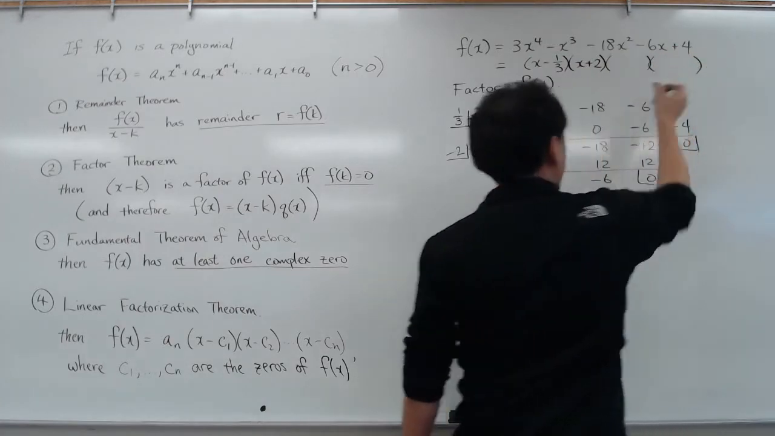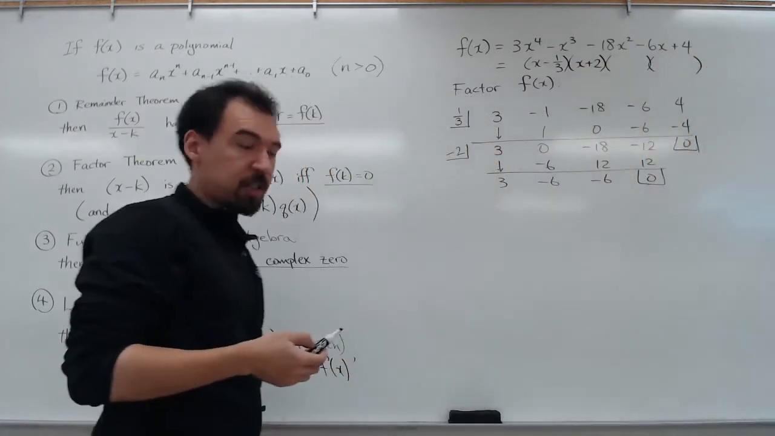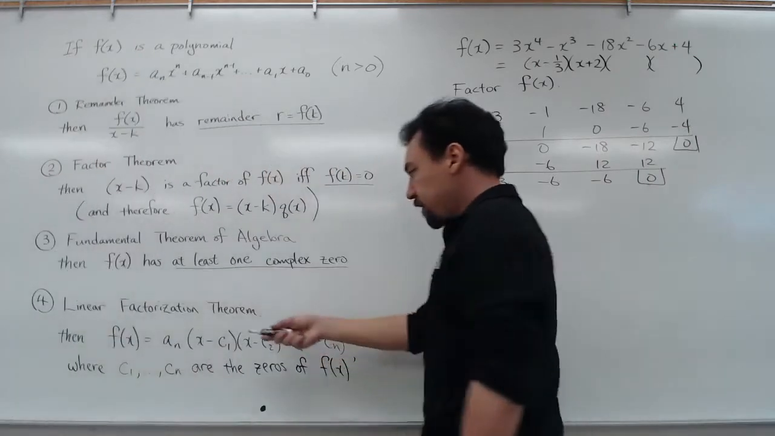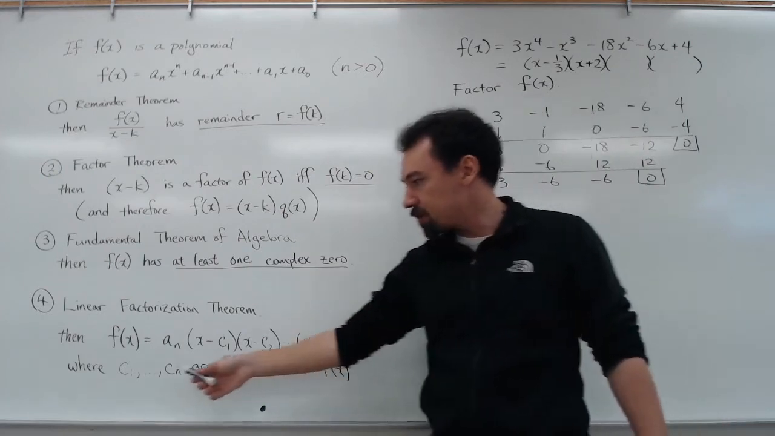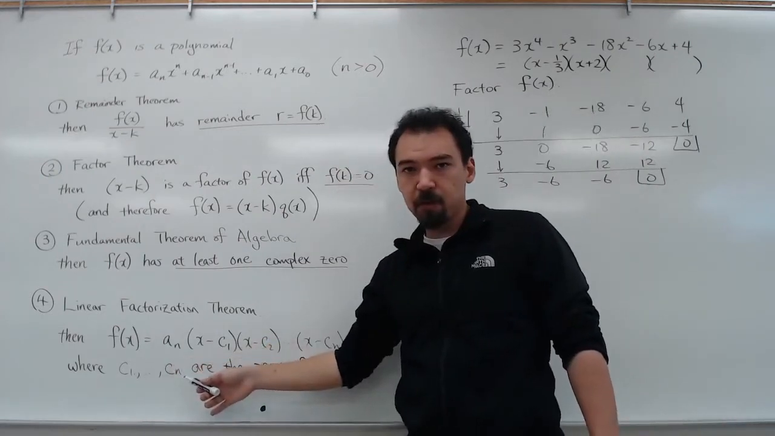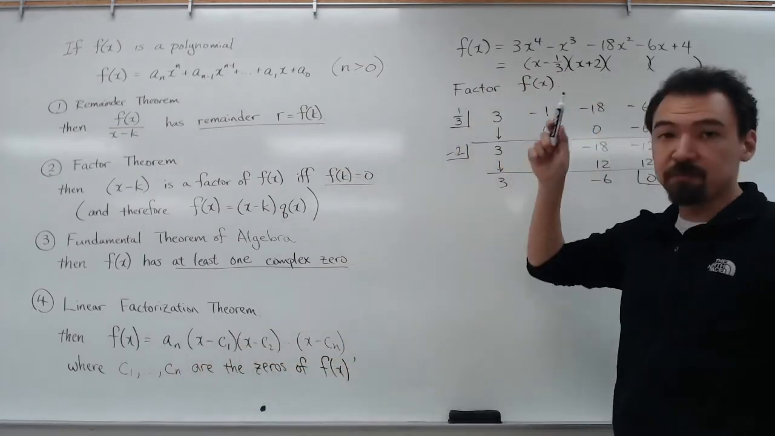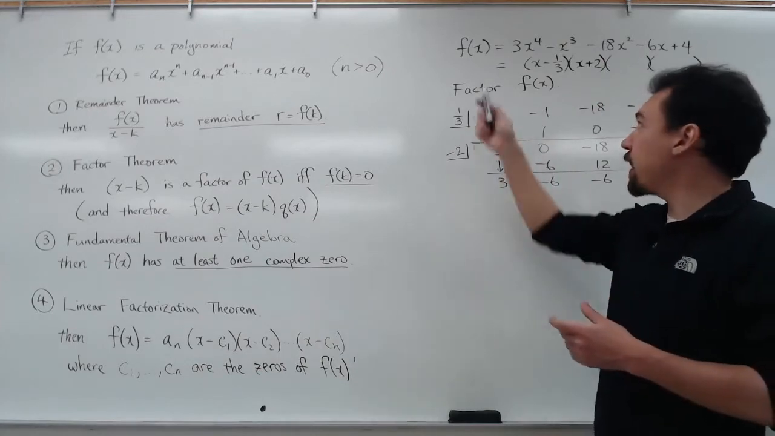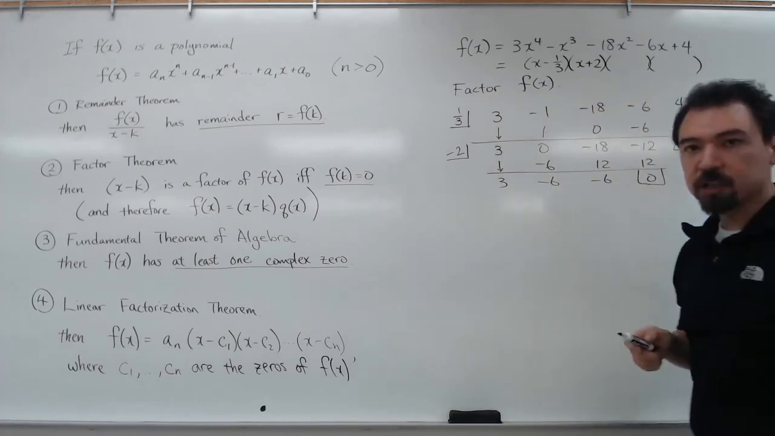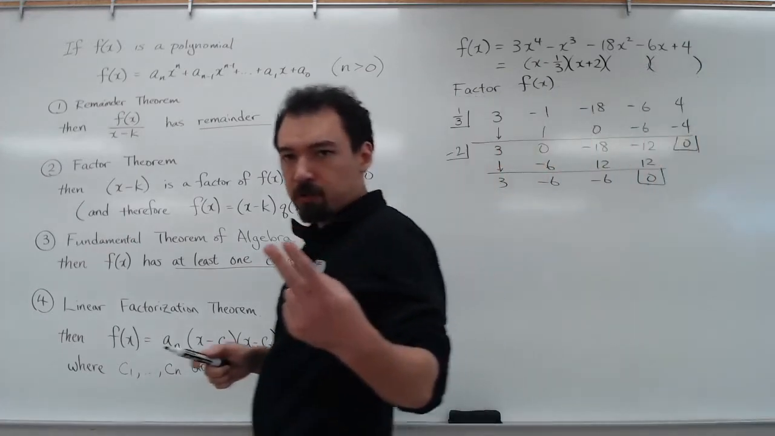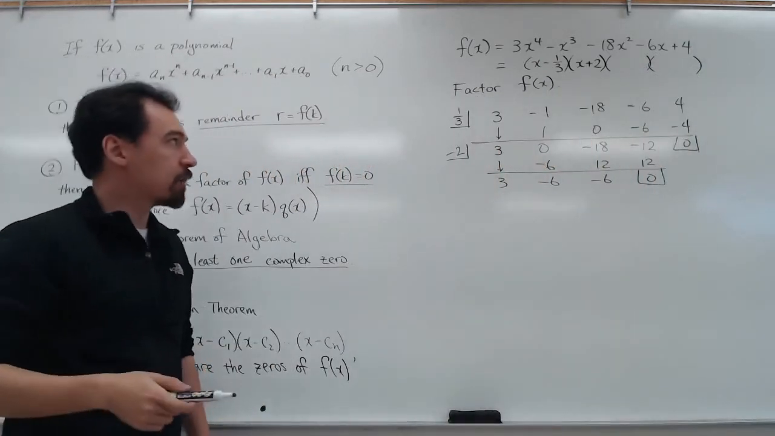Now, I have two factors written there, strictly speaking because I know from the linear factorization theorem that the number of factors match the number of zeros, which will match the degree of the polynomial. So in this case, I have a 4th degree polynomial, which means I should have 1, 2, 3, 4 linear factors. I found 2. I'm looking for 2 more. This is how it goes.